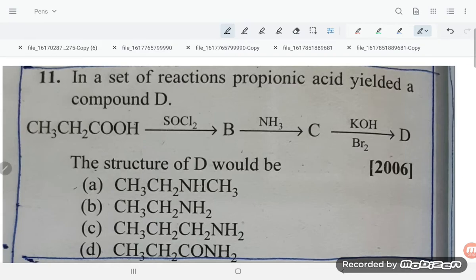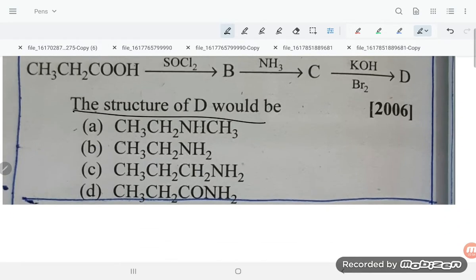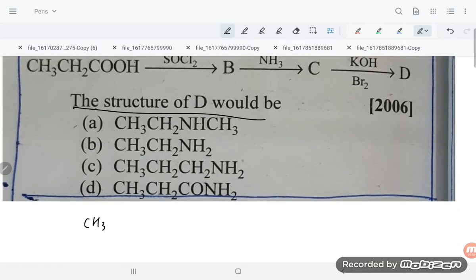Let us move on to the next. In a set of reactions, propionic acid yielded a compound D. So propanoic acid is there, SOCl2, then ammonia, then KOH and Br2. Let us find the structure of D. Let us try to solve it out. This is quite a good-looking question, students.